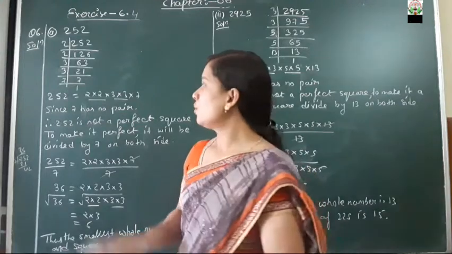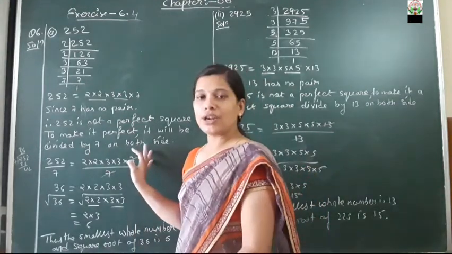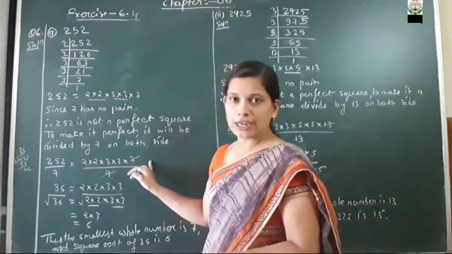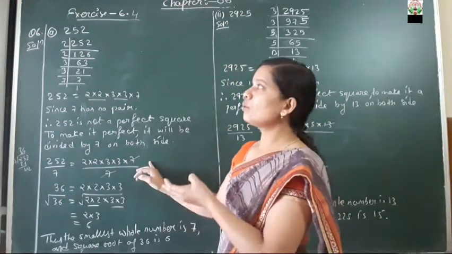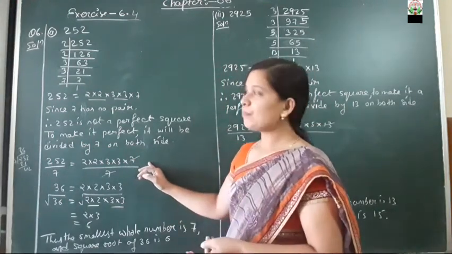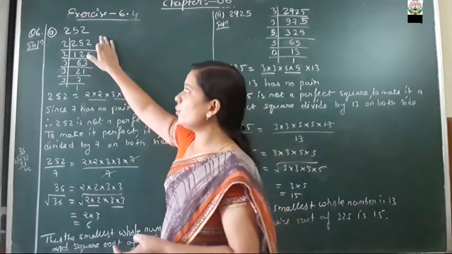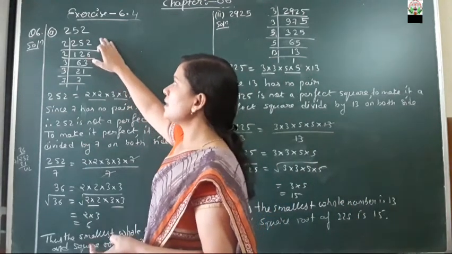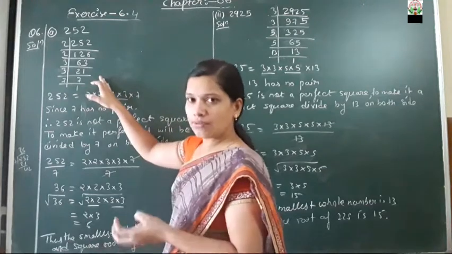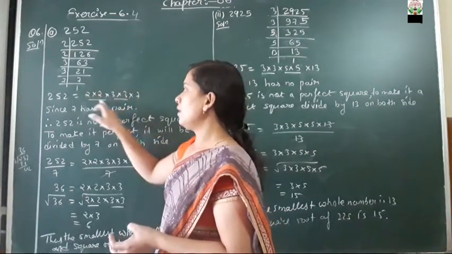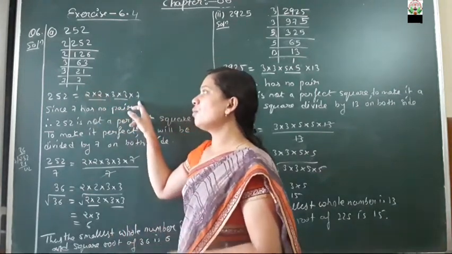Okay, so here in this question it is said to find the smallest whole number by which 252 is to be divided to make it a perfect square. So here we had 252. Question number 6a part, find the factors as we did in question number 5. Here we can see the factors of 252.